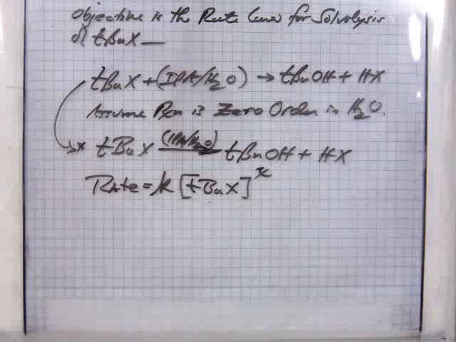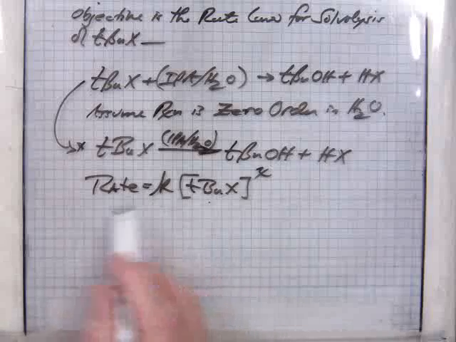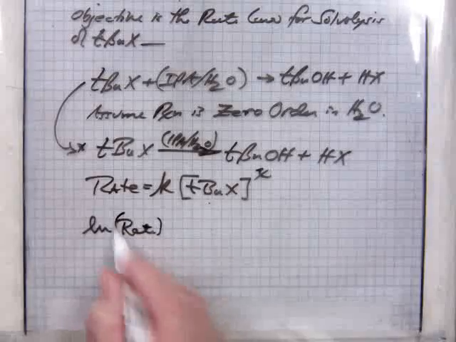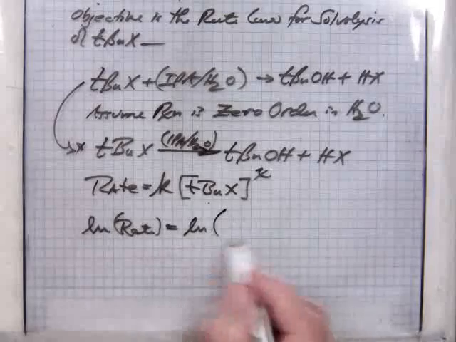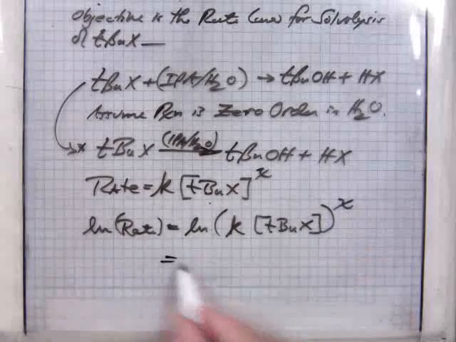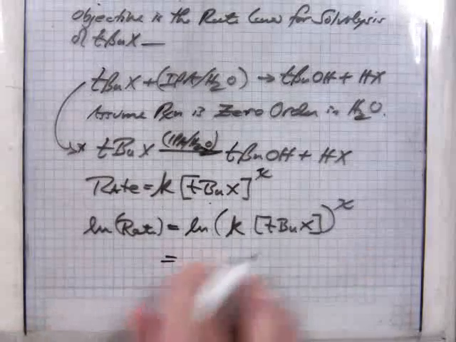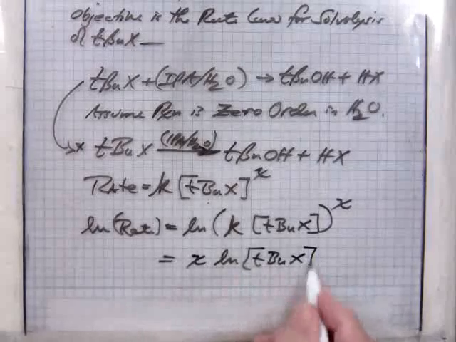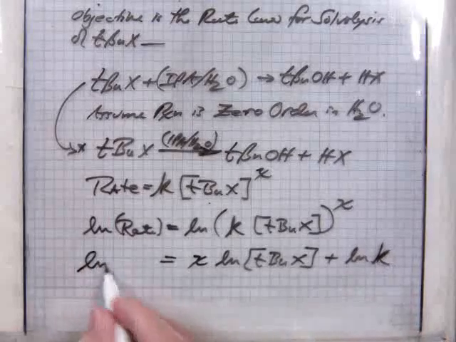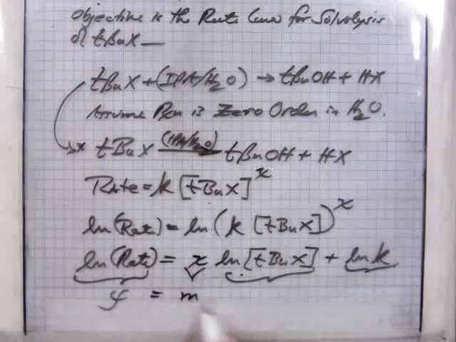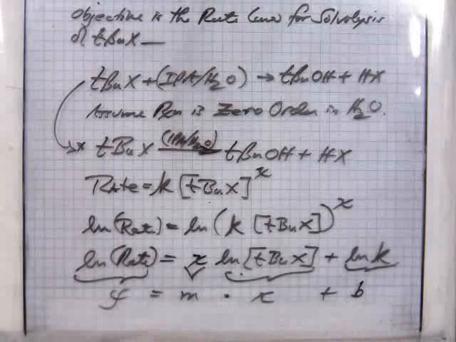However, if there's a way to convert this to a linear function, then you can determine what K and X are very easily. So if I took the natural logarithm of both sides of this expression, what I would wind up with is this, right there, which translates to X ln of T-butyl halide plus ln of K, and all that equals ln of rate. This is of the form y equals mx plus b, which is a linear function.